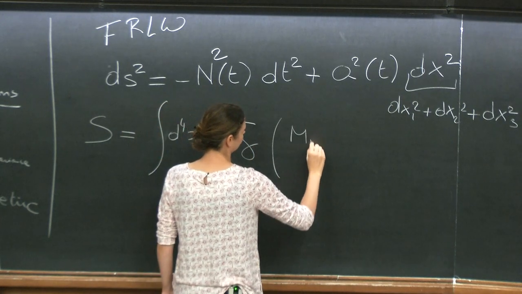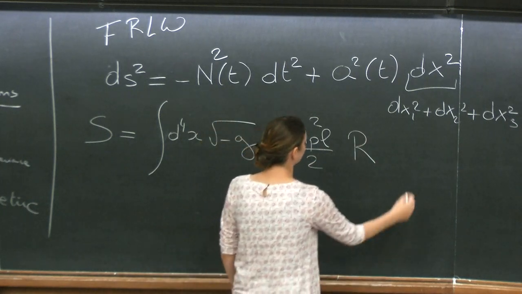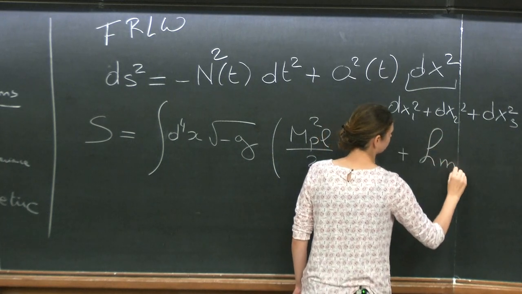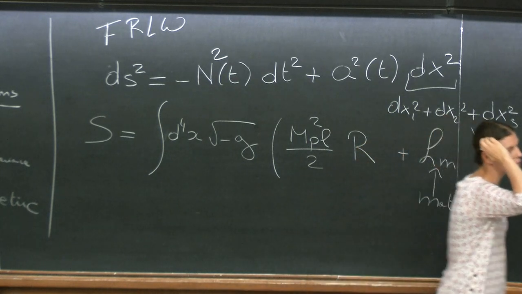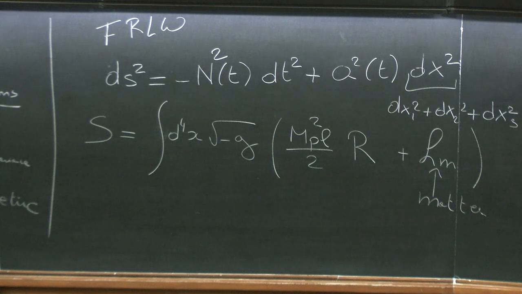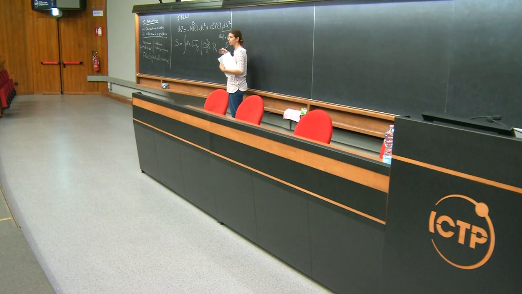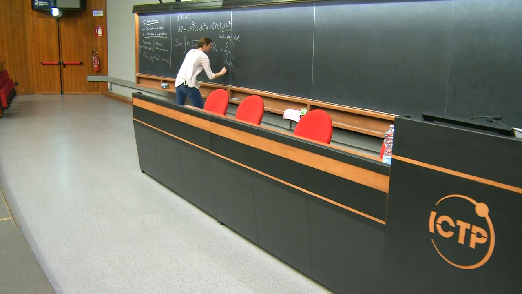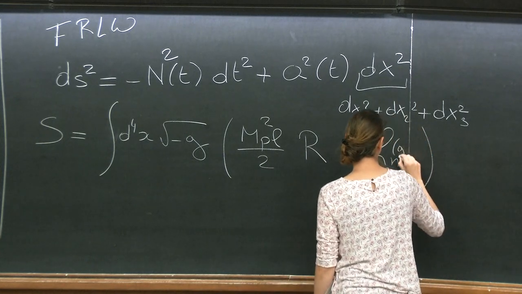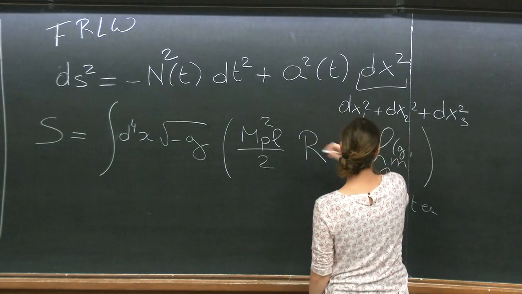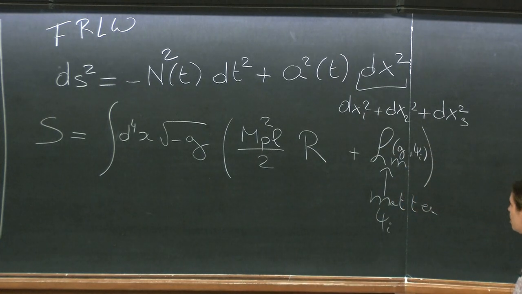I have an M Planck squared over 2, my Riemann curvature, and then I'll have my matter Lagrangian. So this is the matter Lagrangian, and when I say matter, I don't really mean matter and dark matter as opposed to radiation, as opposed to massless particles. I mean all of the stuff that lives on our space-time. So this is all the species that live on our space-time, they will be living in this matter Lagrangian. They'll see a metric g, in FRW is given by that, and these are all my species. So this is my action for GR.